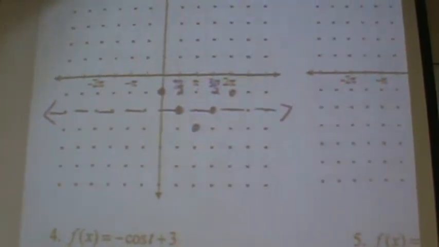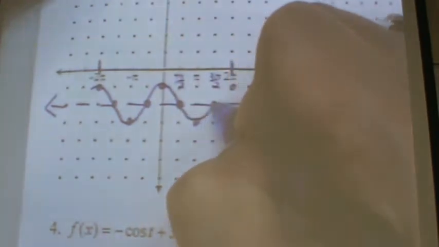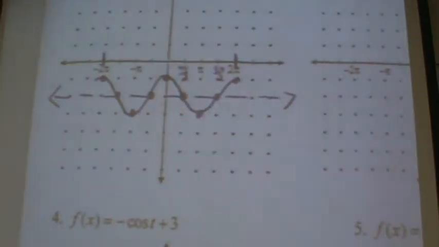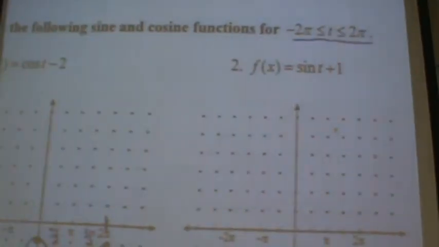Now they want you to do from -2 pi to 2 pi. So we've got to go backwards now. You got to go this way, and that's your graph. You want to draw it as smooth of a curve as you can make it. And there's your graph. From -2 pi to 2 pi, that's because of the directions. Let's do another one. Number 2.